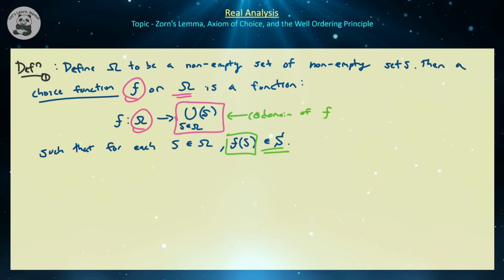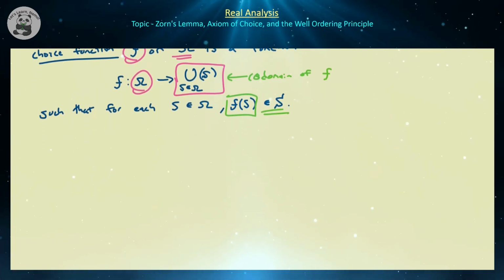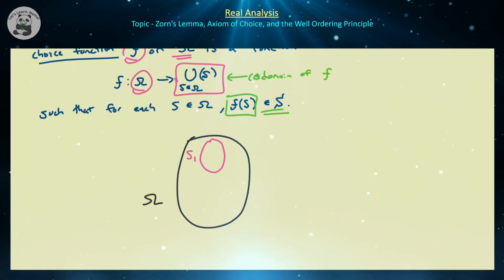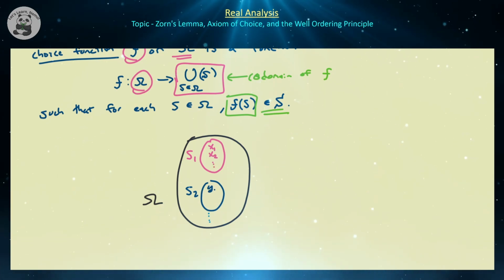So if we were to do a little Venn diagram of this, right? So let's assume that this is our omega set. So this omega set has a bunch of sets in it. For example, we can call this set 1. We can call this set 2. There's possibly many other sets in this set. And for example, this set S1 has like x1, x2, and several others. And this set S2 has elements like y1, y2, and several others. They could all be singleton sets. That's not required here, of course.